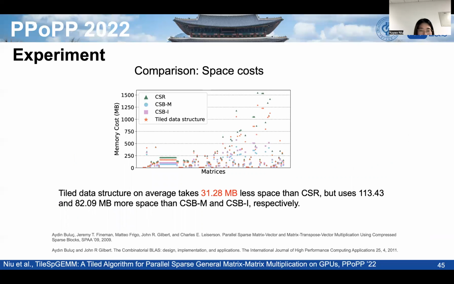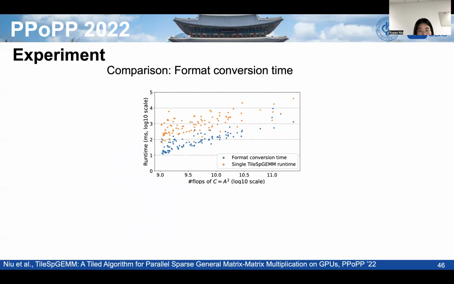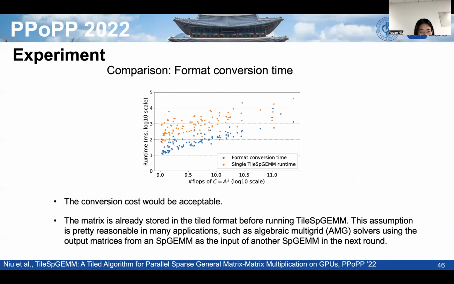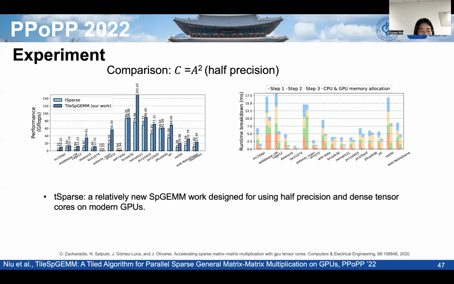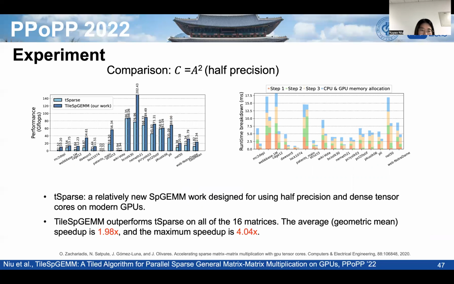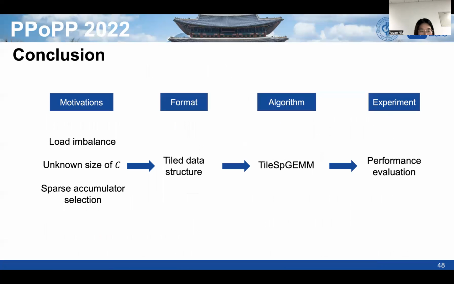And the comparison of space cost and format conversion time also shows that our tiled data structure is a very efficient way. We also compare TileSpGEMM with Sparse, which is a relatively new SpGEMM work designed for using half precision and dense tensor cores on modern GPUs. And we tested 16 matrices listed in Sparse, and the experimental results show that our method runs faster than Sparse on all 16 matrices.